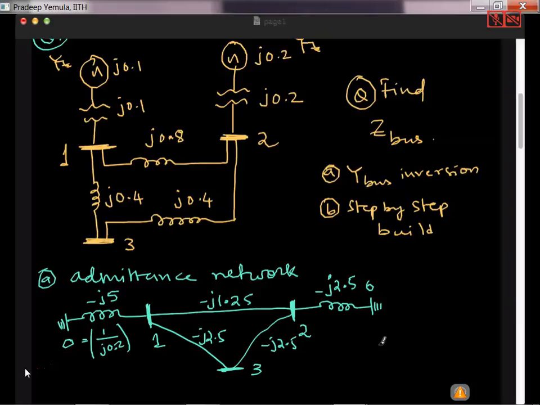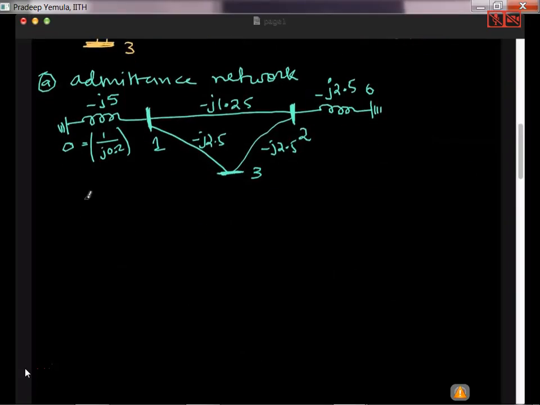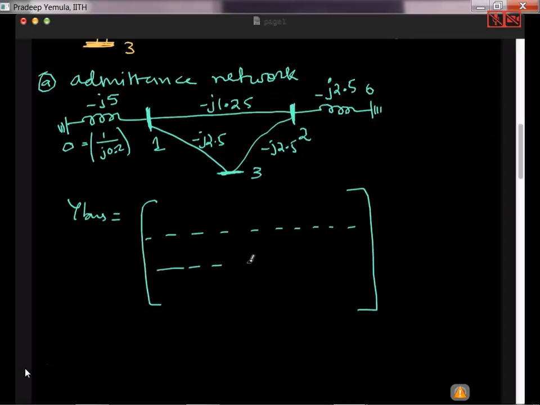And once you have the admittance network, what do you have to do next? Y bus. So how do you get the Y bus? Simply by observation, I can get the Y bus. I make 3 rows and 3 columns. We have done this several times in this course, so by now I think everybody should be familiar with how to do this. So what are the off diagonal elements between 1 and 2? This is bus 1, this is bus 2, and this is bus 3. So between 1 and 2, minus j1.25 is there. So this will become j1.25.